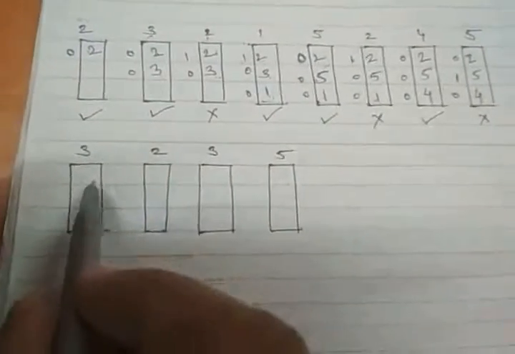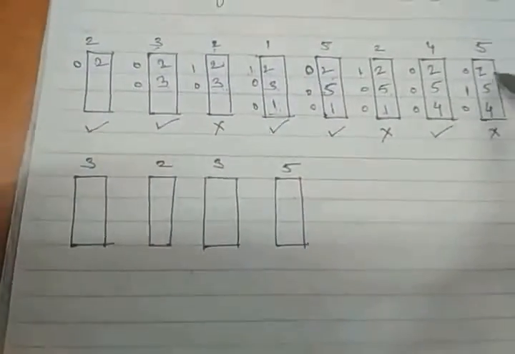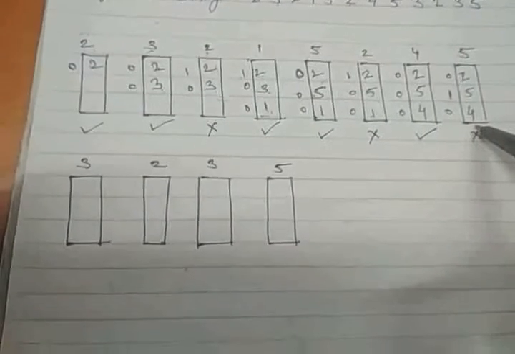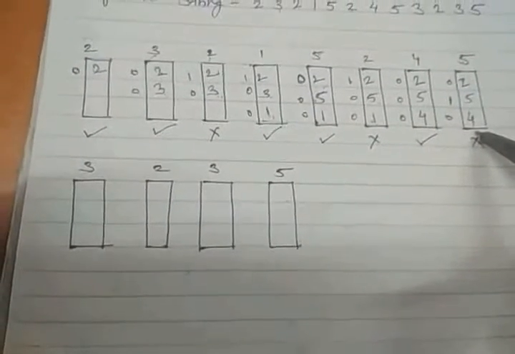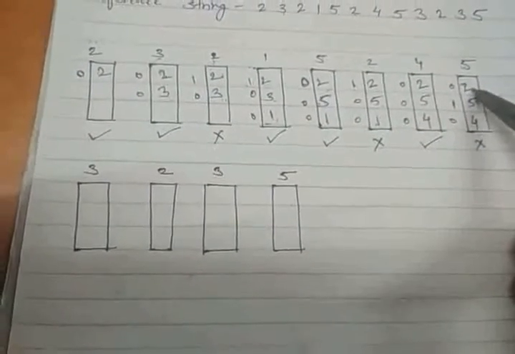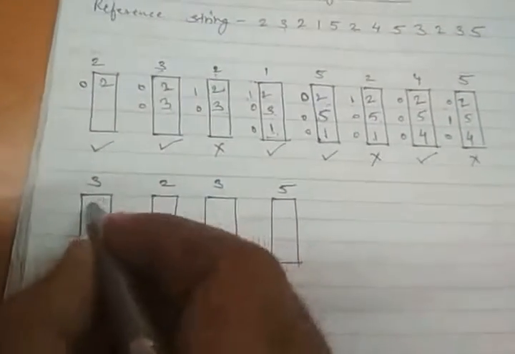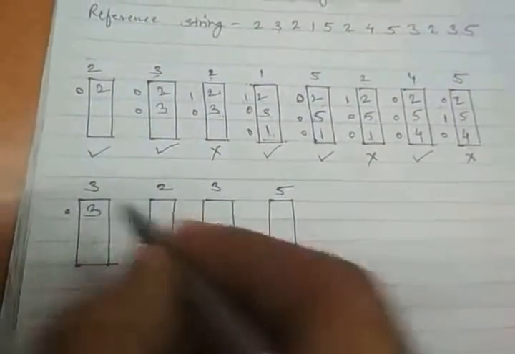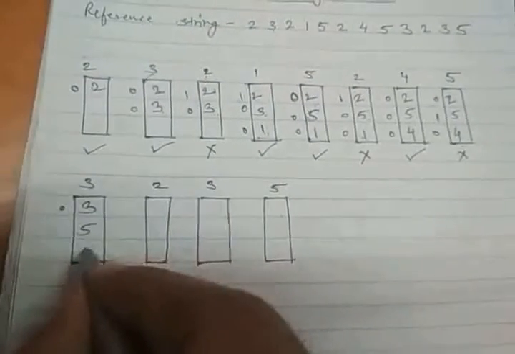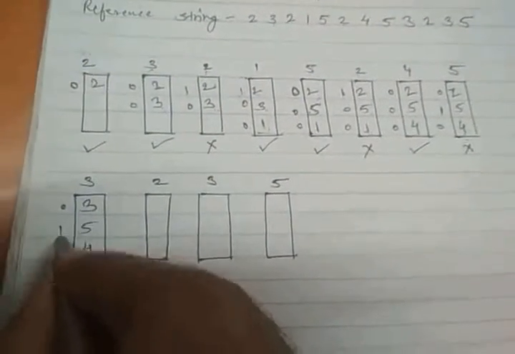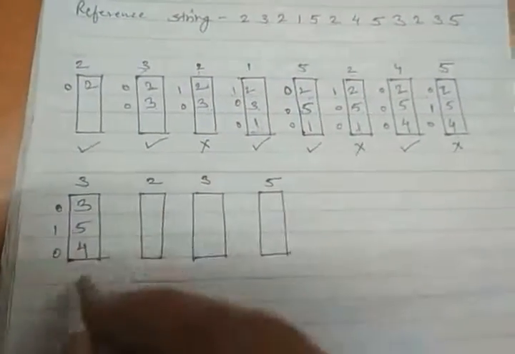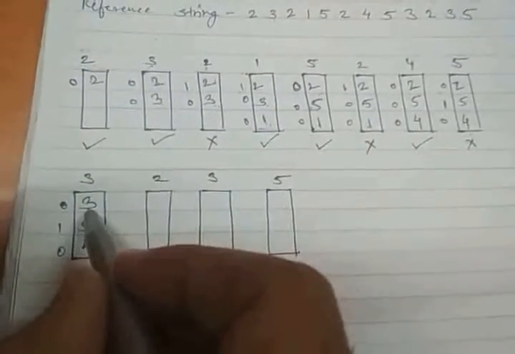Now we are looking for 3. So what are the values here? 2, 5, 4. Out of this one, which value has to be replaced? 2 is the oldest one, and the reference bit is also 0. Now 2 is replaced with 3 and the reference bit is 0. Rest of the values will be as it is. 5 and 4, 1 and 0 are the reference bits respectively. There is a page fault because we are replacing 2 with 3.